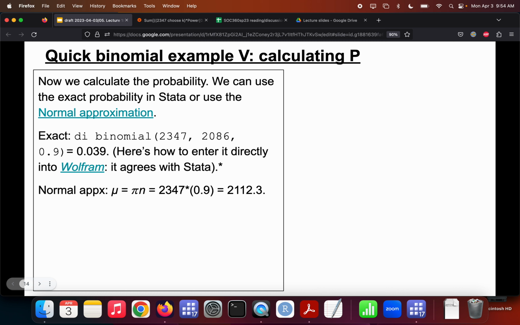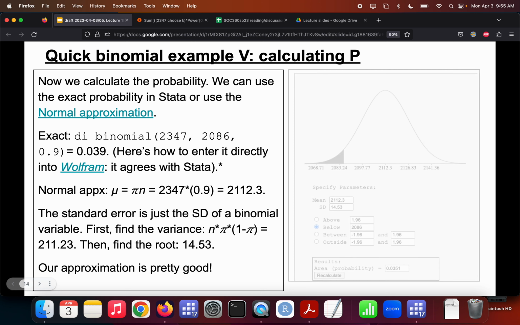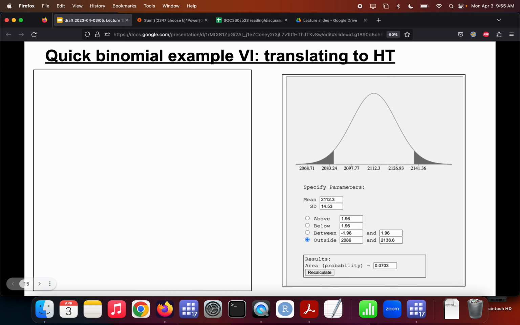We can also use the normal approximation. So we can calculate the mean of this sampling distribution. It's equal to pi times n, which is approximately equal to 2,112.3. Standard error is just the standard deviation of a binomial variable. So we first find the variance, it's 211.23, and then find the root of it, which is 14.53. And our approximation is pretty good in this case. Note that we're off by just a very small amount here. We get a probability that is equal to 0.0351, and that is extremely close to what we got working by hand. So both of these are viable methods in this case.